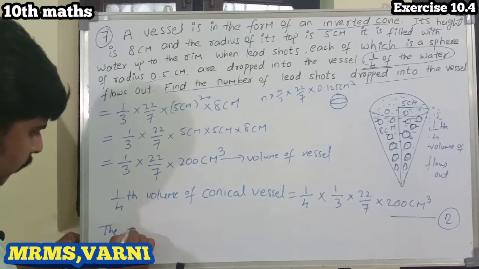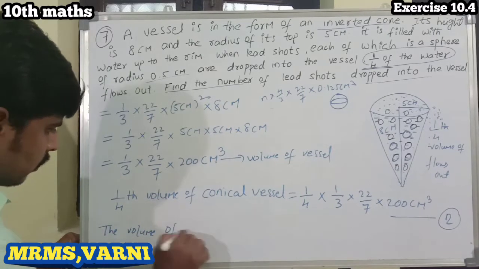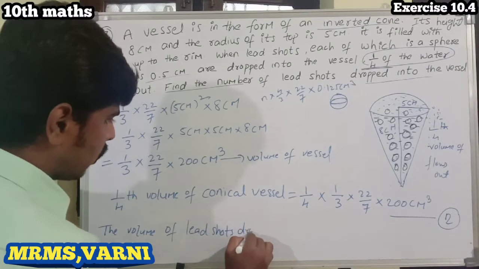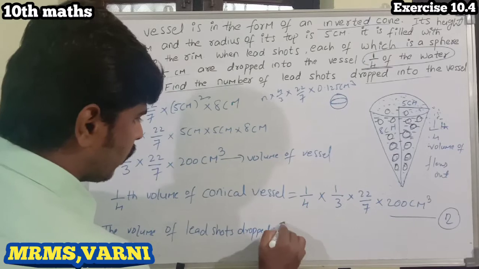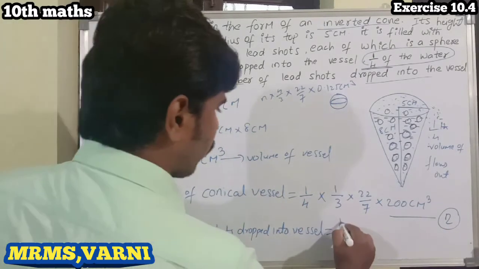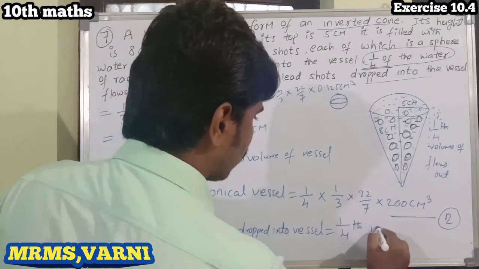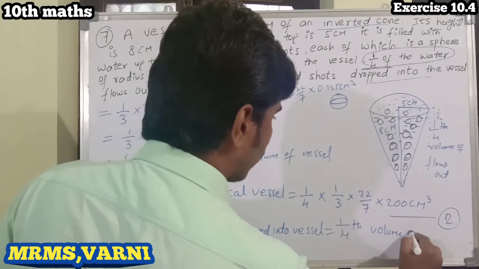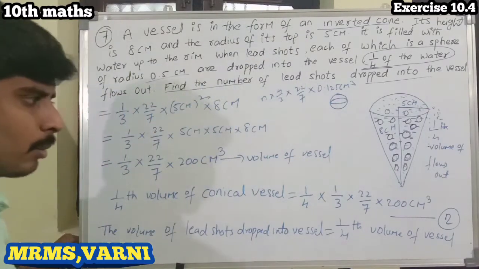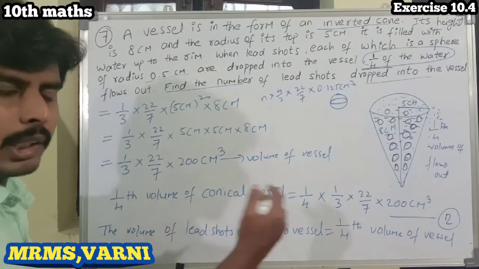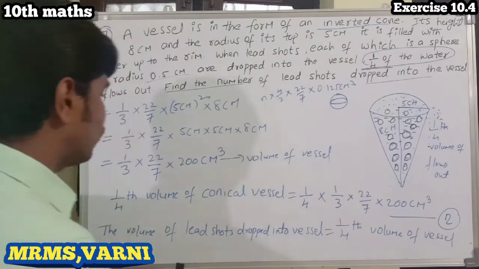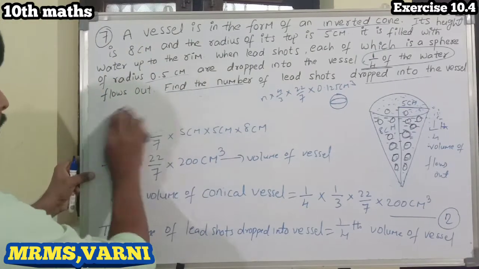So we have already written just before, the volume of lead shots dropped into the vessel is equal to 1 by 4th volume of the vessel, isn't it? That is nothing but equation 1 is equal to equation 2. This is equation 1 I have written here. So I am going to equate both of them.